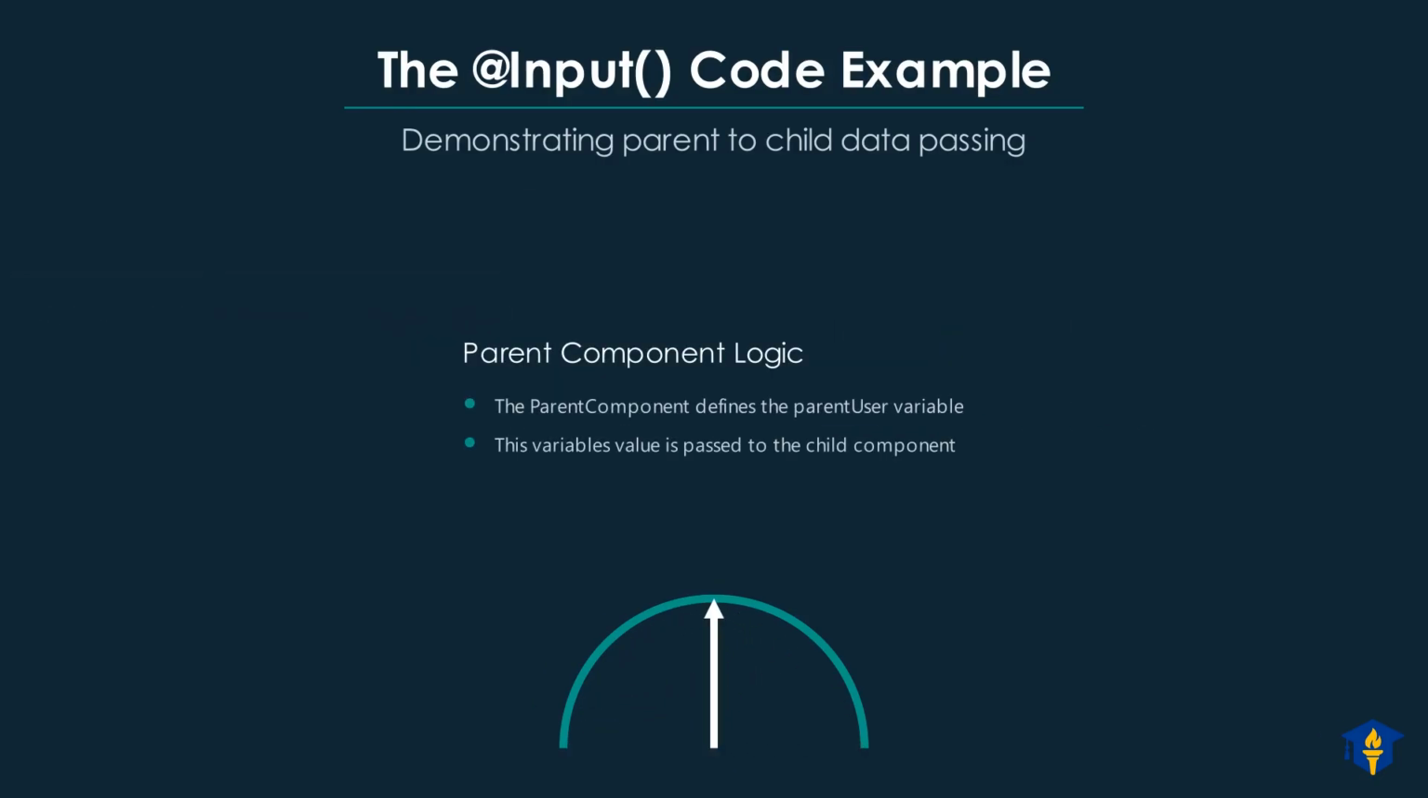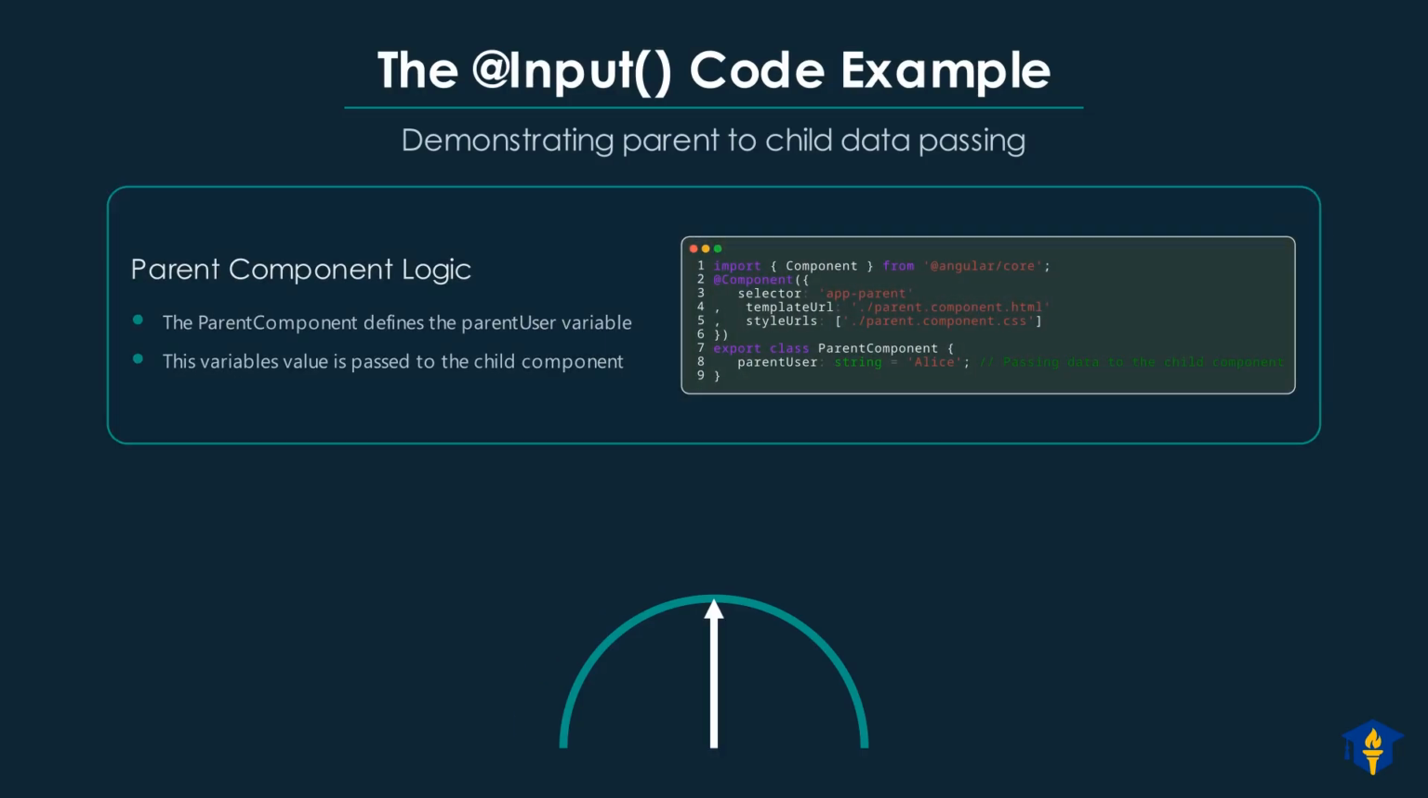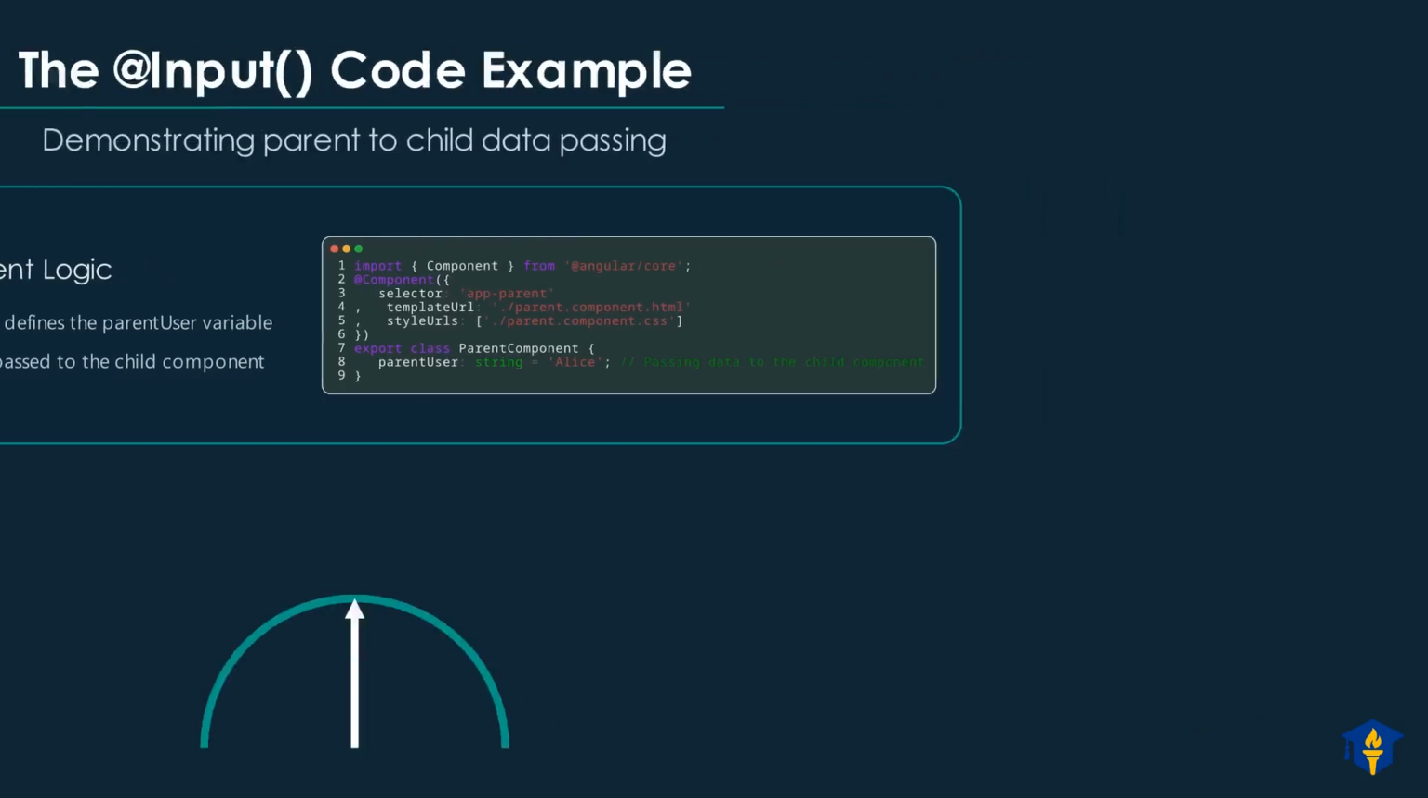Finally, let's review the parent component's logic, where the data originates. The parent component defines the parentUser variable, whose value is then passed directly to the child. This code initializes the parentUser string, which the child component will subsequently display.